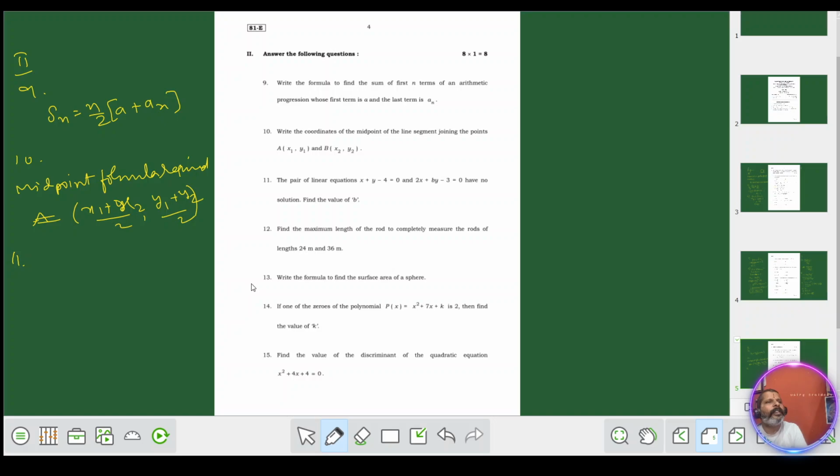11th one. The pair of linear equations have no solution. Find b. So just write the equations: x plus y minus 4 is equal to 0, and 2x plus by minus 3 equal to 0. Since the given lines have no solutions, not number of solutions, no solutions.